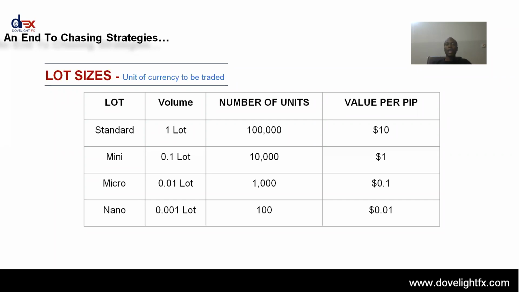So likewise for a micro lot size. When you go to your MT4 and you want to place a trade, when you select one lot size, you should know that you are buying 100,000 units of that currency.